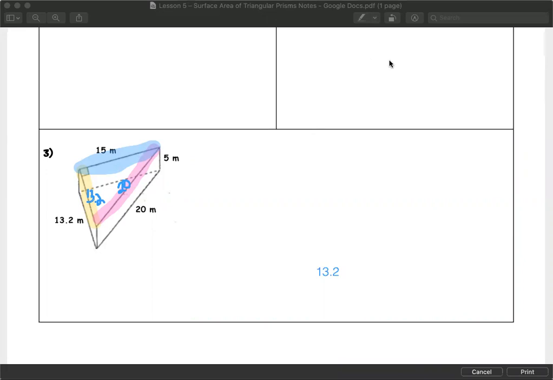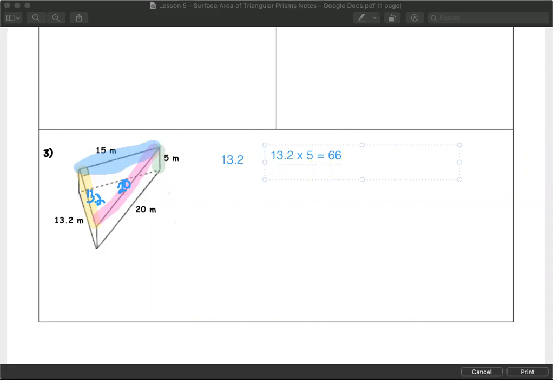Okay. And then the last thing I'm going to highlight, the other measure that's given to us is the height of the prism right here, which is 5. So when I am calculating the area of my lateral sides, what I'm going to do, I'm going to do 13.2 times the height of 5 equals, let's calculate that. 13.2 times 5 is 66.